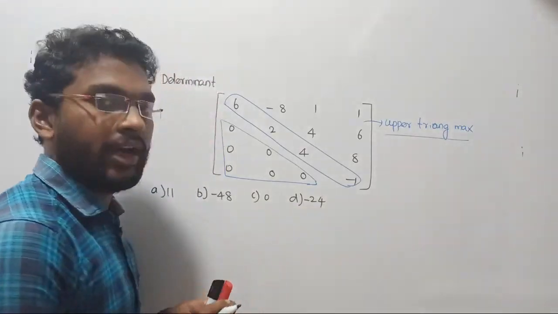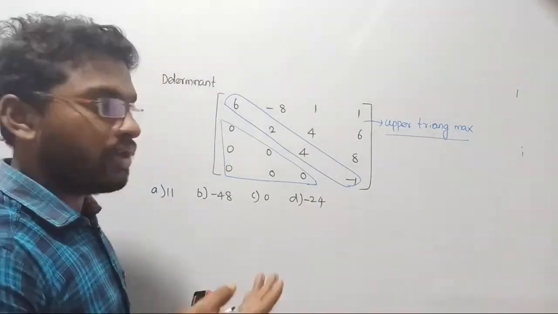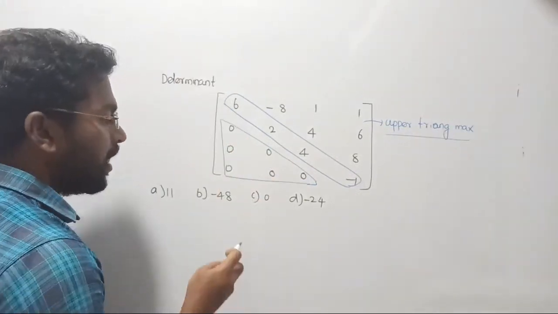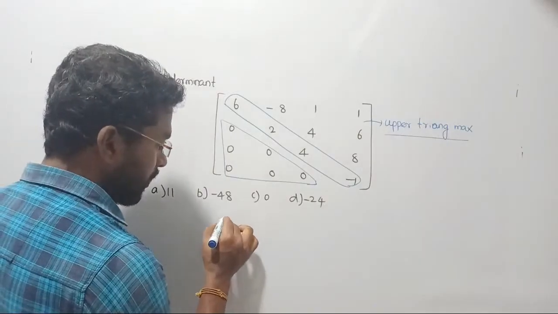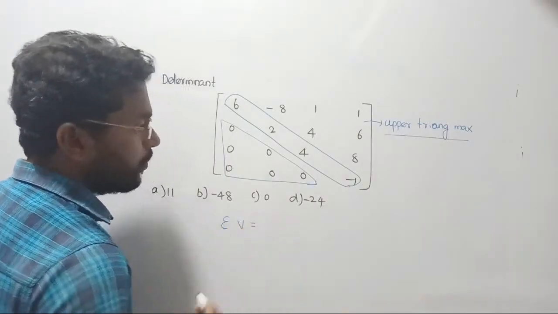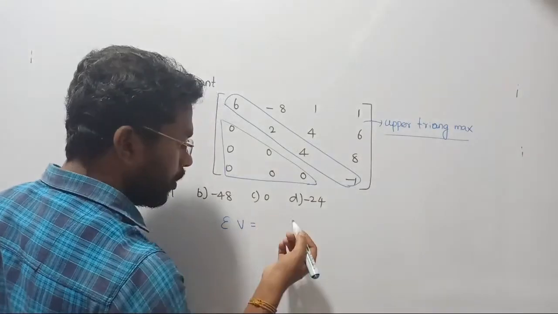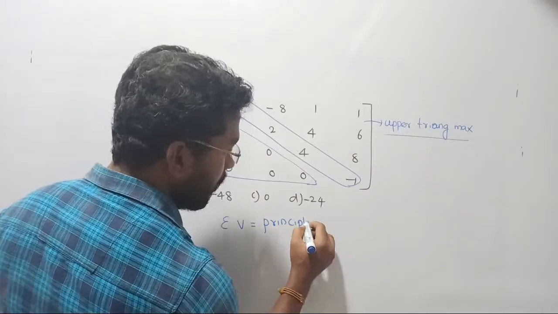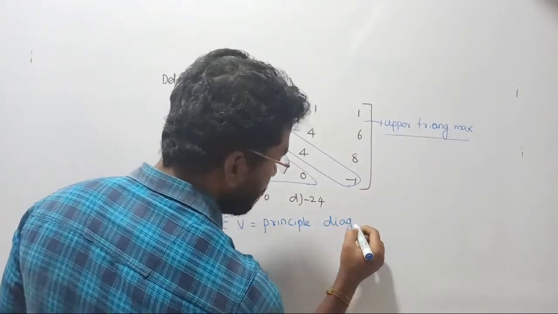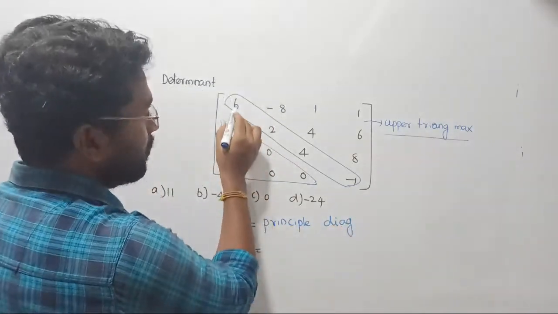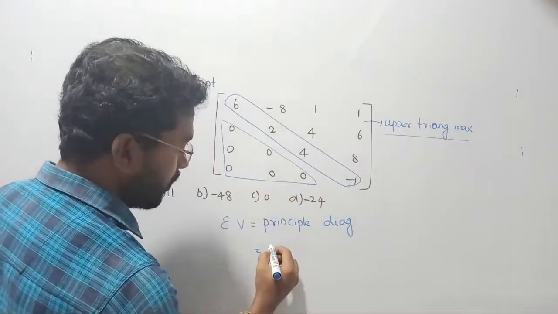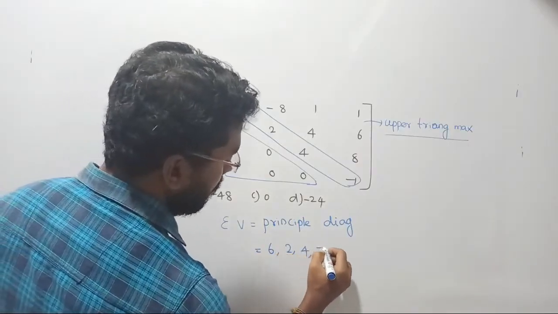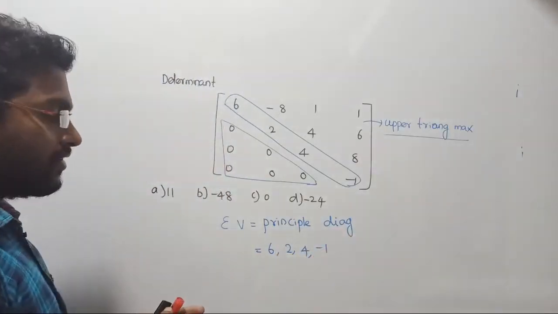I hope you all remember, for diagonal matrix, unit matrix, scalar matrix, upper triangular matrix and lower triangular matrix, I had given one statement. What statement did I give? Eigenvalues of the matrix should be equal to the principal diagonal. Whatever is in the principal diagonal is going to be the eigenvalues of the matrix. Now, what will be the principal diagonal? 6, 2, 4, minus 1, right? So 6, 2, 4, minus 1 are going to be the eigenvalues of the matrix.